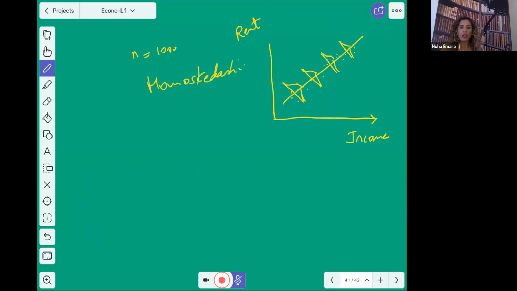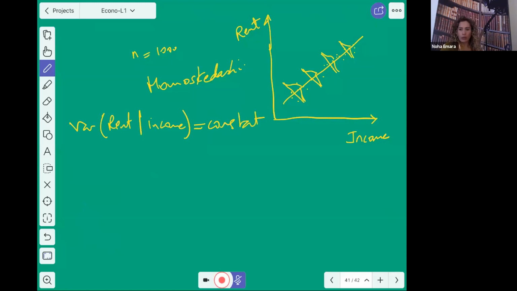It assumes constant variance, the variation of rent with whatever income level is constant. I'm going to write it like this: the variance of rent, if you give me any level of income, is constant, and this is called homoskedastic.